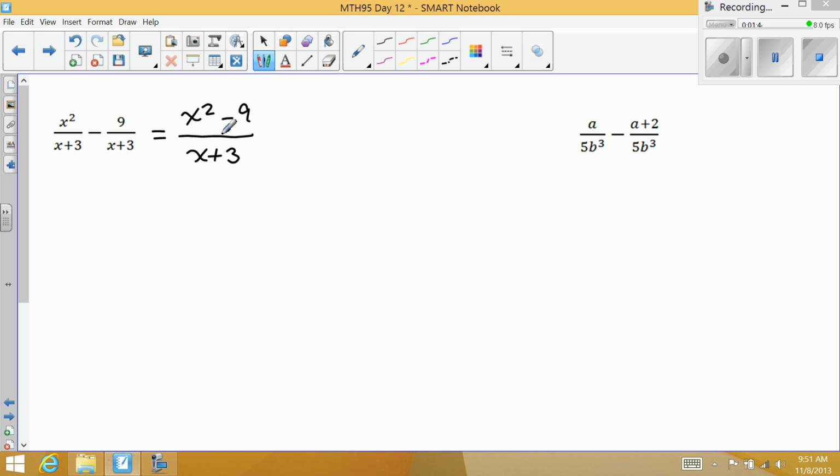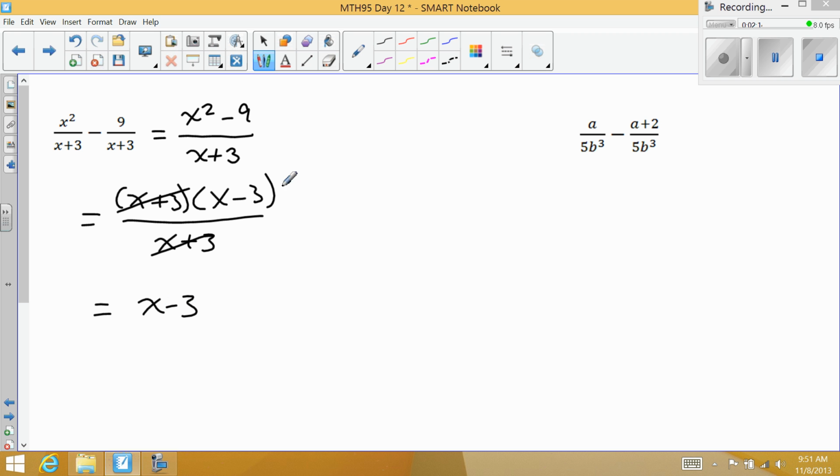This one, though, when we look at the numerator after we've combined, we do see we've got a difference of squares, which we know factors. The x squared subtract 9 is x plus 3 times x subtract 3, over the x plus 3. We can now reduce this because the x plus 3 and the x plus 3 are common factors. And our final result is simply x subtract 3. So sometimes they reduce after the adding and subtracting, sometimes they don't.